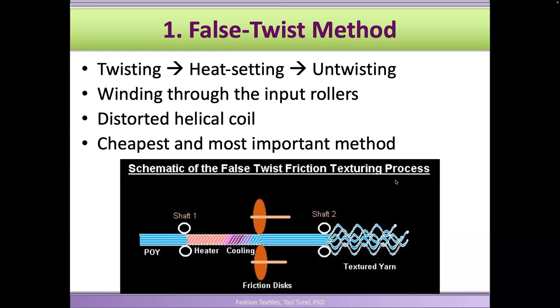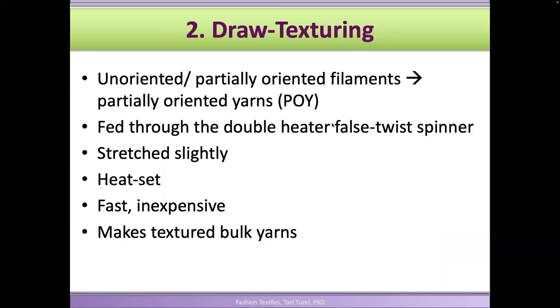So you create a textured yarn. And it usually looks like a distorted helical coil. This is the cheapest method. It's very easy. So you're basically giving a twist with heat setting and then untwisting it. But because it's heat set with that twist, it kind of gets that bulky structure.